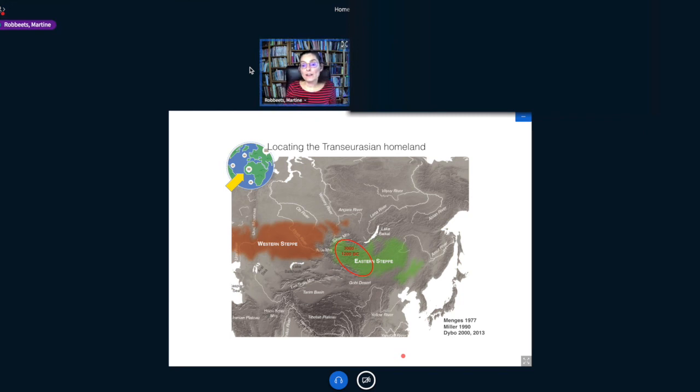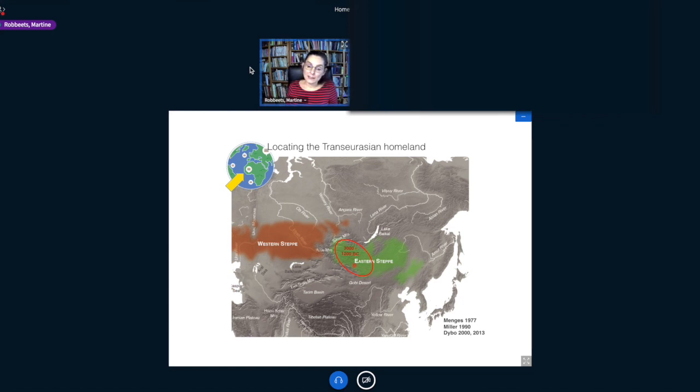Here we come then to the final point, namely locating the Trans-Eurasian homeland. In the past, people have proposed a pastoral hypothesis for Trans-Eurasian. The idea of the pastoral hypothesis was that the Trans-Eurasian or Altaic people originated in the Altai Mountains, at the eastern steppe side of the Altai Mountains, and that from there they spread eastwards to Korea and Japan and the Russian Far East.